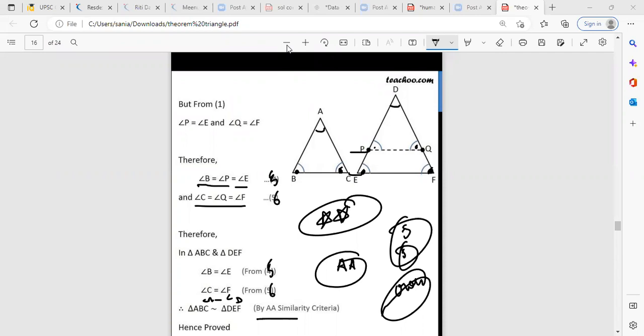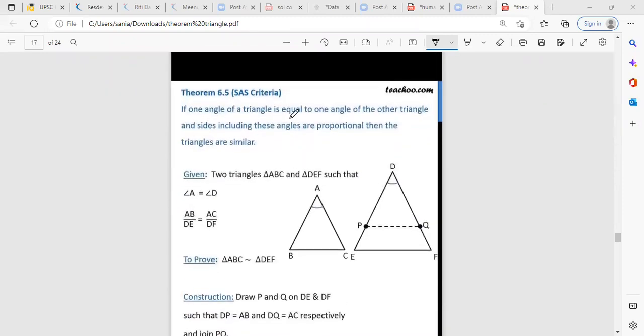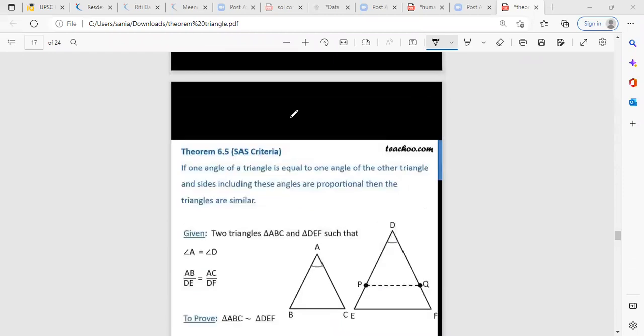Yes, teacher, finished. Okay, Robin. So what you will do, you will quickly revise it, and then go through it for 5 minutes. Then we'll start with the next, 6.5. Okay, teacher.